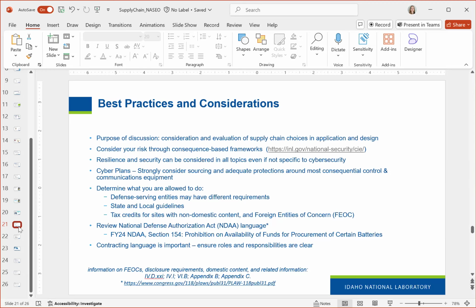Resilience and security can be considered in all topics. A very good example is procurement language. That's not something where perhaps necessarily cybersecurity would take a front row seat, but there is guidance on that kind of language that can be added to help put some requirements on vendors and provide a little bit more insight and oversight into some of these supply chain practices. Cyber plans should also, this works both ways, so within the cyber plans, we should be considering supply chain security as well.